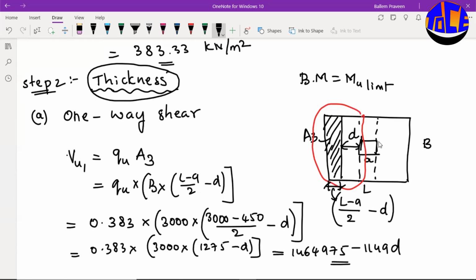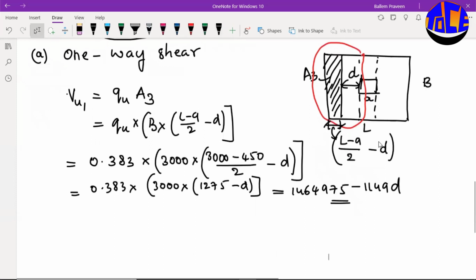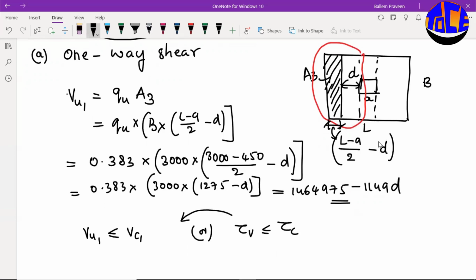So this is your VU1. In order to be safe against shear, this VU1 should be less than or equal to VC1, or else it is nothing but your tau V should be less than or equal to tau C, right? The same thing. This tau V is with respect to VU1 and this tau C with respect to VC1.